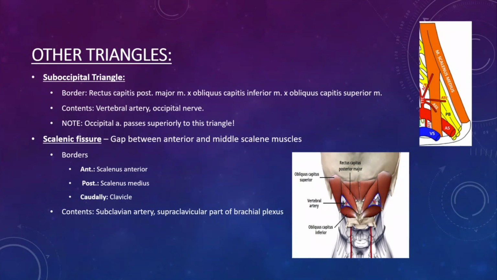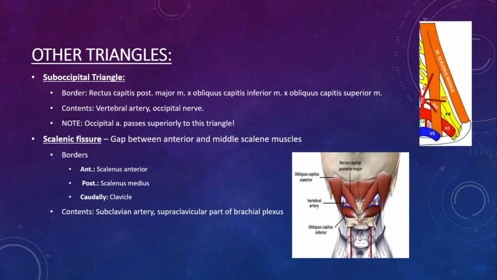Right, lastly, we have the other triangles. So with the suboccipital triangle, this is a triangle that's located on the posterior region of the skull. So the superior medial border is the rectus capitis posterior major, the inferior border is the obliquus capitis inferior, and the lateral border is the obliquus capitis superior muscle. Its contents consist of the vertebral artery and occipital nerve. With respect to the occipital artery itself, it passes superiorly to the triangle, but it's not actually inside the triangle, so we can't say it's one of the contents.